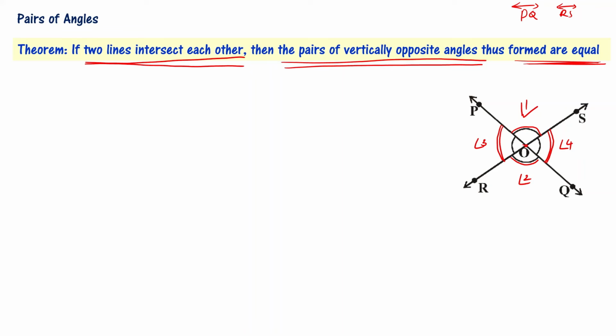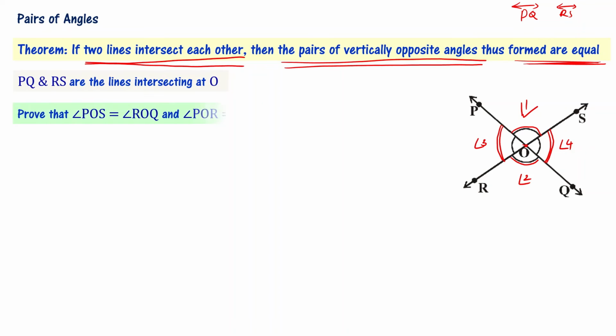Okay, to prove this theorem, what do we have to prove? We have to show that angle POS is equal to angle ROQ. What is POS? Angle 1. We have to show angle 1 is equal to angle 2. And angle 3 is equal to angle 4, that is, angle POR is equal to angle SOQ. Okay? How do we show that? This is fairly simple. Let's derive the proof for this particular theorem.